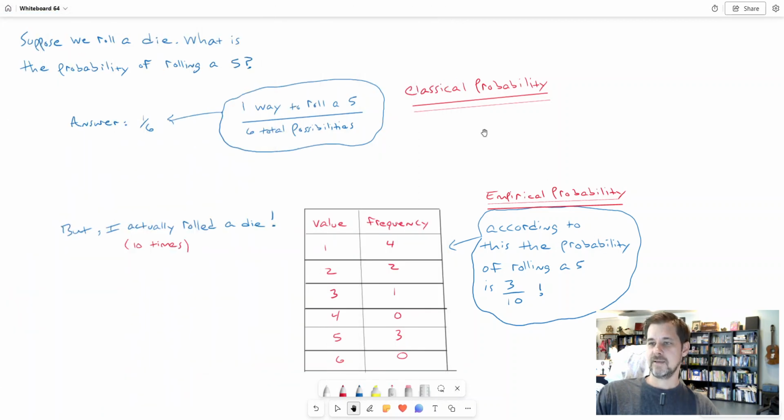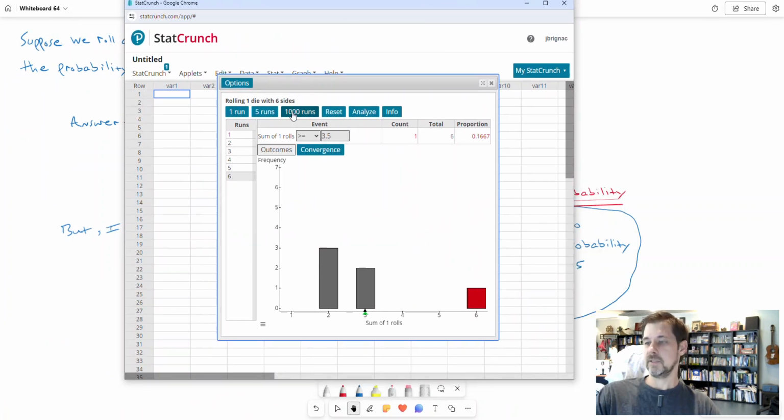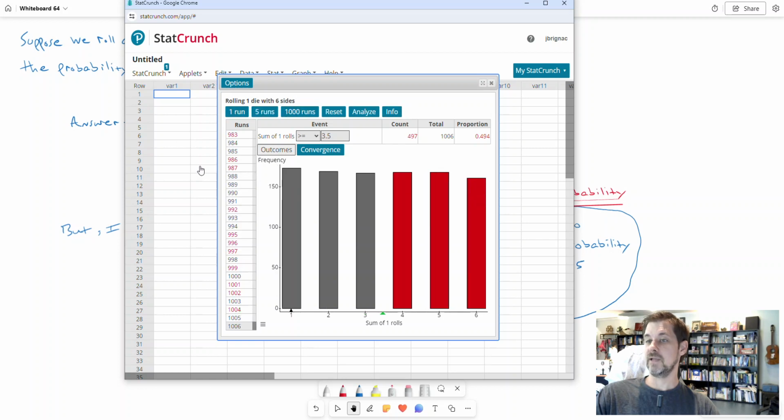I can reconcile the difference between classical and empirical probability by rolling this die a bunch of times. Now, I don't know how many times a bunch is, but let's just keep going and see if it evens out. I'm going to go straight to 1,000. What if I rolled the die 1,000 times? Do you see how now they're roughly evening out?